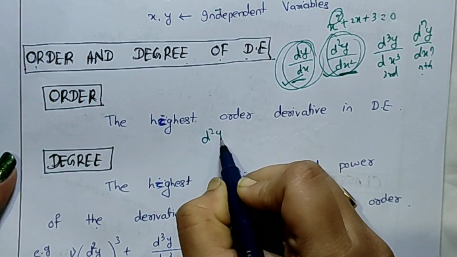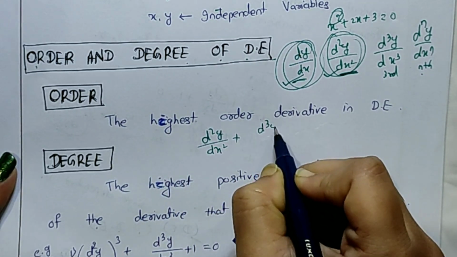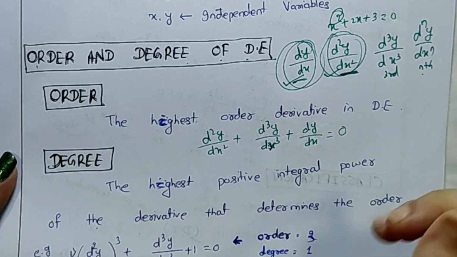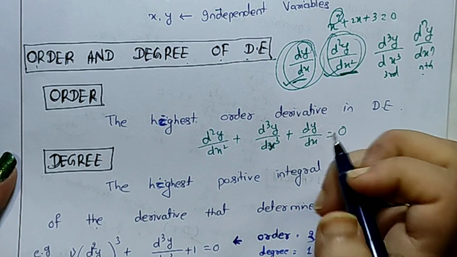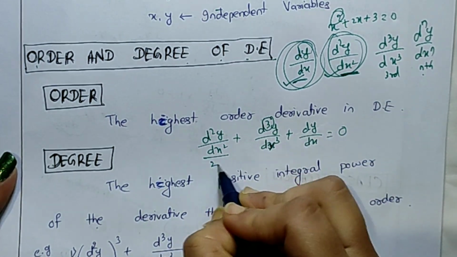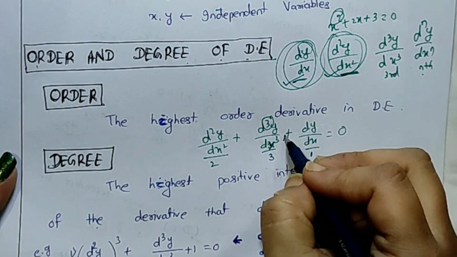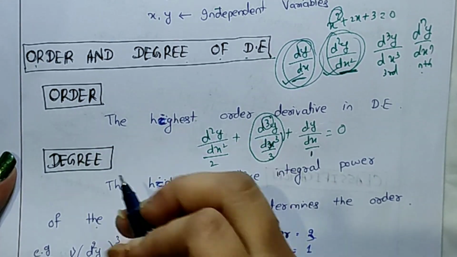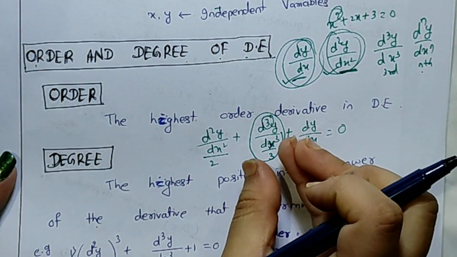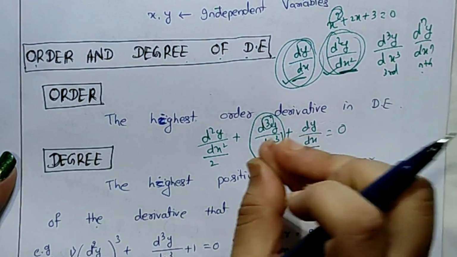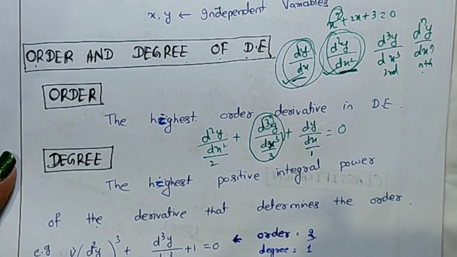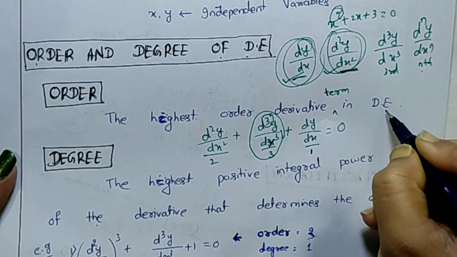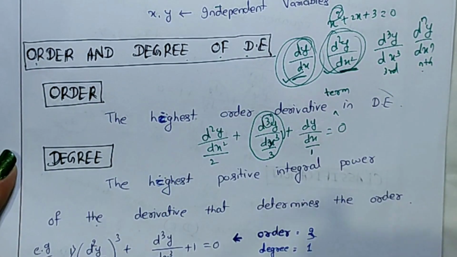If I write d square y by dx square plus d cube y by dx cube plus dy by dx is equal to 0, the highest order derivative is 3. Okay, so this is order 2, this is order 3, this is order 1. Which is the highest? This is the highest. Since it is highest, we can say 3 is the order of this differential equation. The highest order derivative term in a differential equation is called the order of the differential equation.